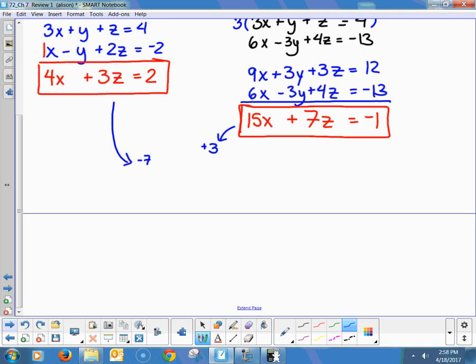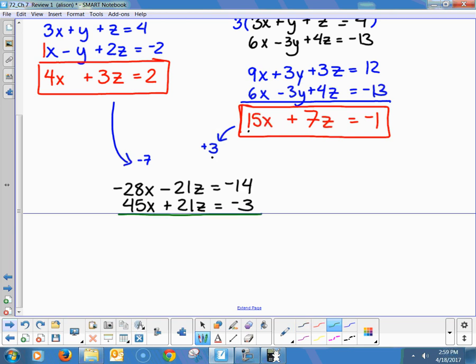So my first equation multiplied by negative 7 becomes negative 28x minus 21z equals negative 14. That dot's going to drive me nuts. Okay. Second equation, 3 times 15 is 45x. This had better work out. Plus 21z equals 3 times negative 1 is negative 3.